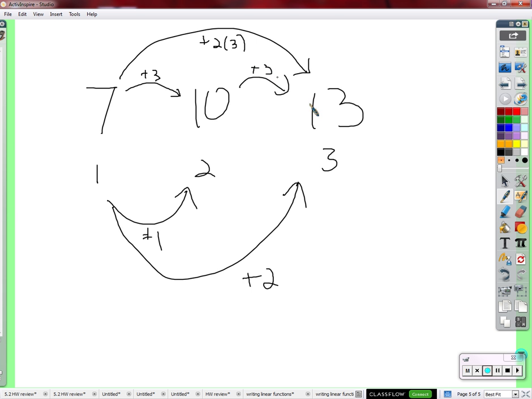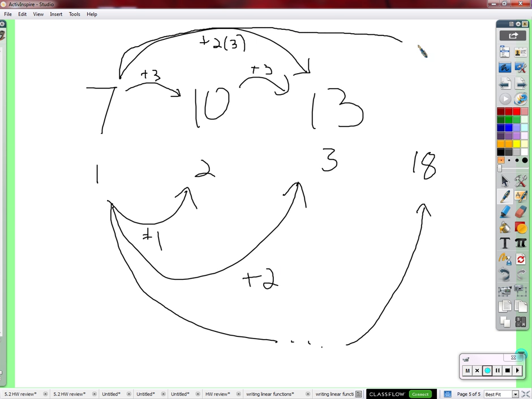Okay. So, if I want to go from 1, let's do a different one, to 18. From 1 to 18, how many steps is that? 17 steps, not 18 steps. I'm already at 1. I'm trying to figure out this number. If I go up 17 steps, how many times am I going to go up by 3 to get to 18? 17 times. 51, right?